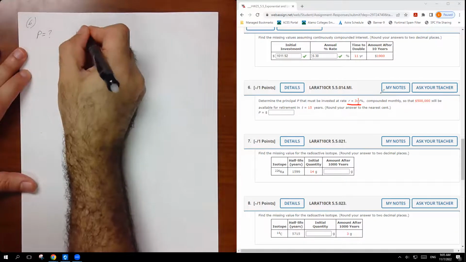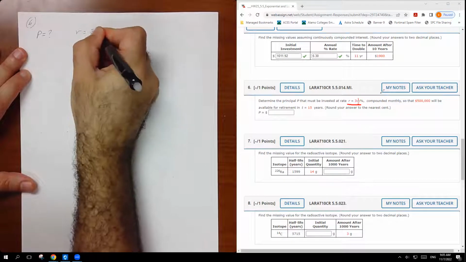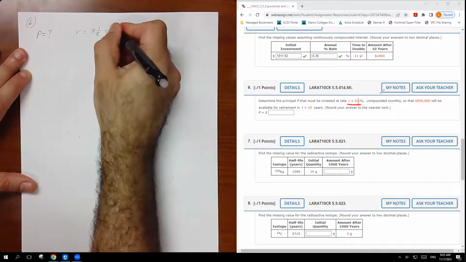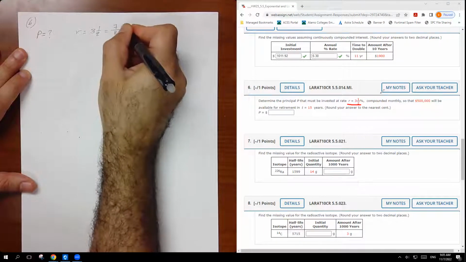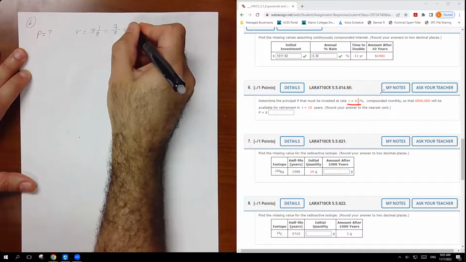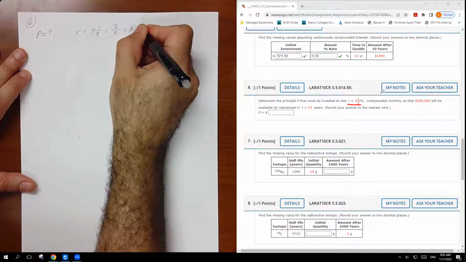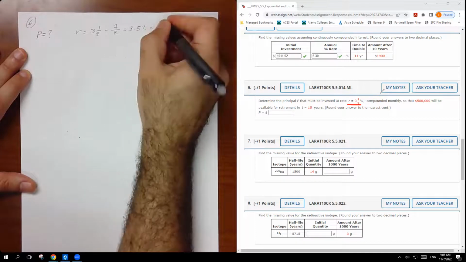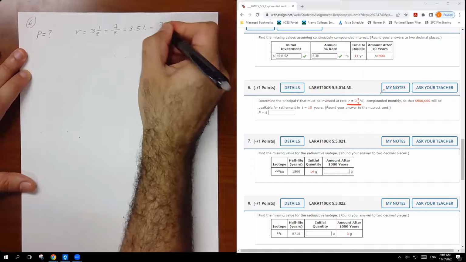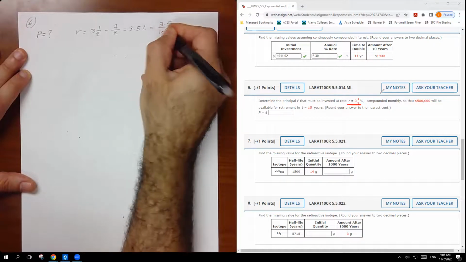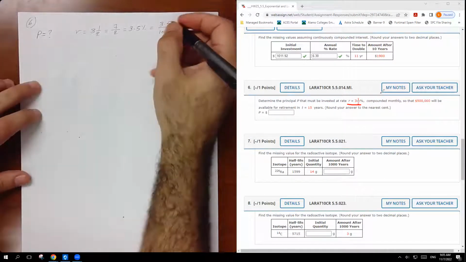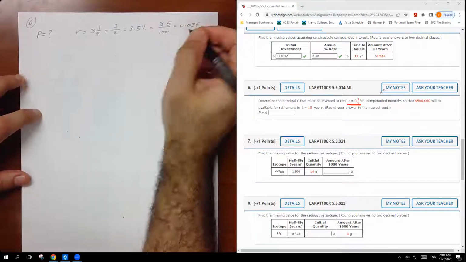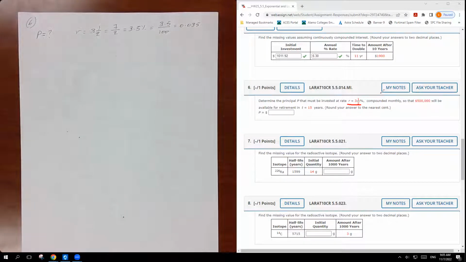That means our rate is going to be 3.5, which is equal to 7/2, which is equal to 3.5. 3.5% means 3.5 divided by 100. So it's going to be 0.035. So this is the rate of interest.